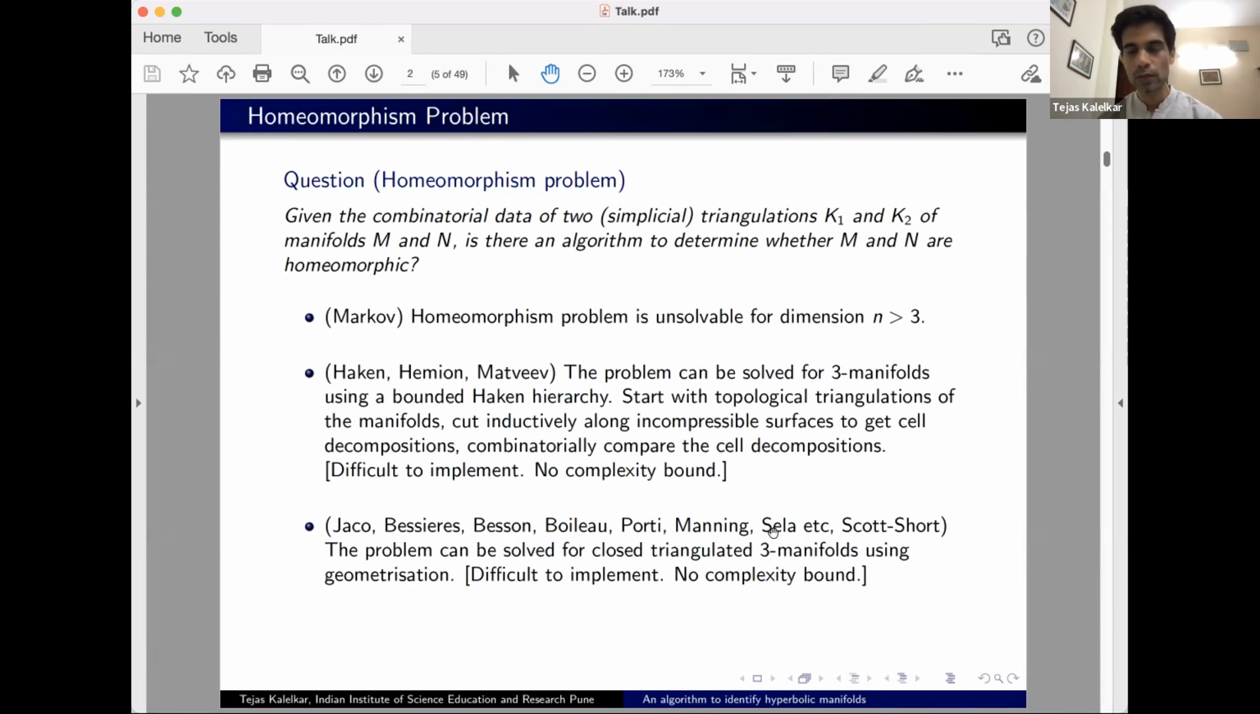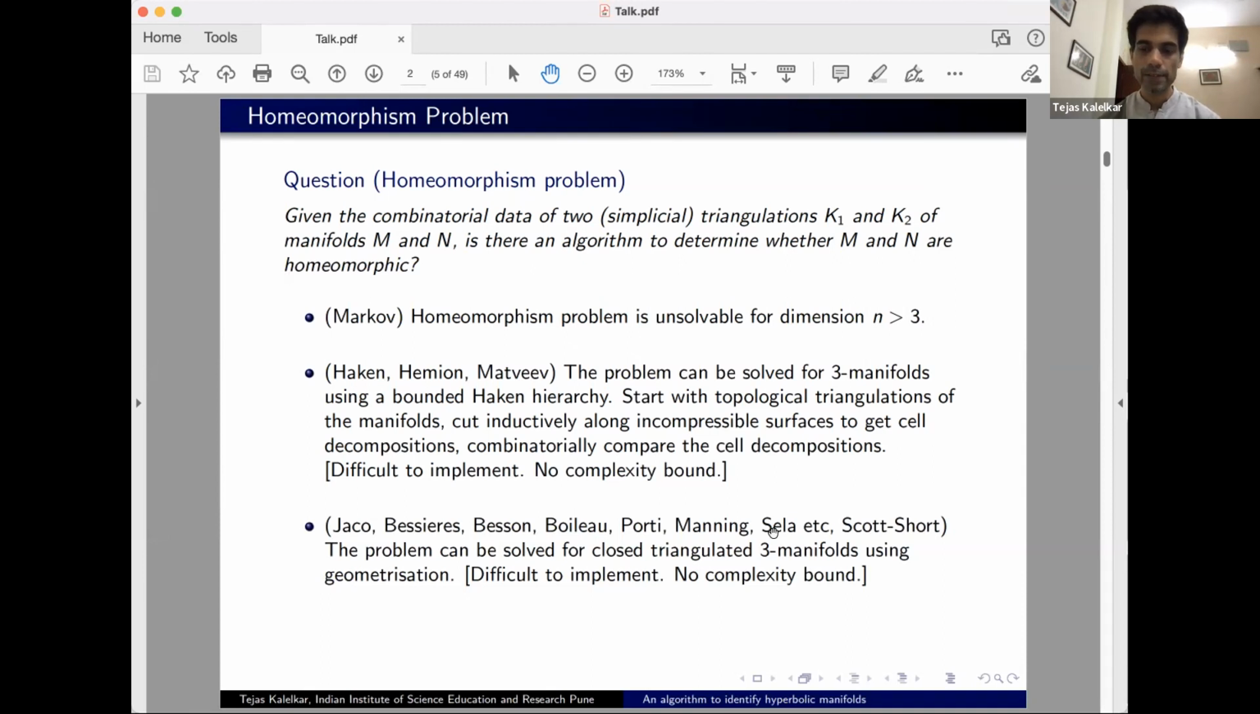And Sela, of course, for the hyperbolic situation, gave an algorithm for recognition of torsion-free hyperbolic groups. And I'm mentioning Scott and Short over here because they recently had a paper where they gave an algorithm using only the statement of geometrization and not the ideas which go into the proof of geometrization. But anyway, it's an algorithm that's difficult to implement with no known complexity bounds.